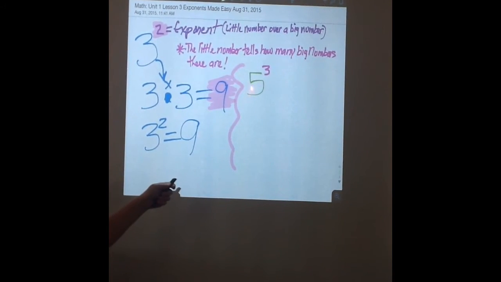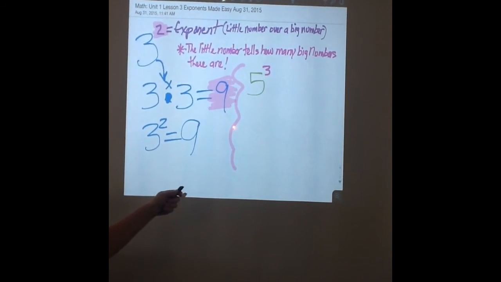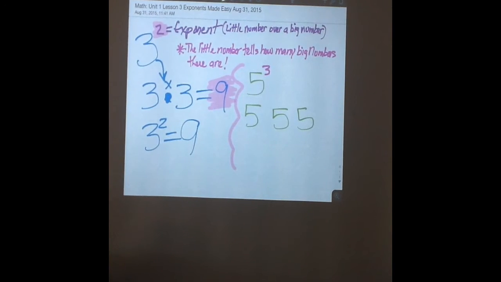Let's all say it together. 5 to the third power. 5 to the third power. Or 5 with an exponent of 3. The little number tells us what? The little number tells us how many big numbers there are. So how many big 5s are there? There's 3 of them. So I'm going to put it like this. Is that okay? And what do I need to put in between them? Do you remember? We need to put a multiplication sign, right?